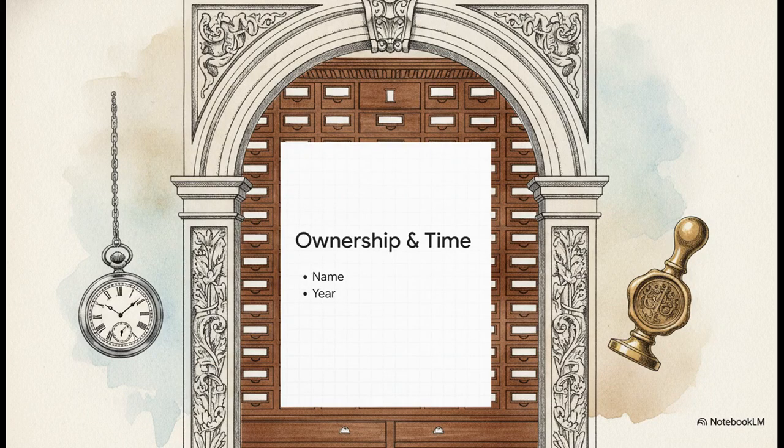And look at what it's asking for. It strictly demands your identity, your name, and a very specific temporal coordinate, the year. By demanding these two exact data points, the notebook is drawing a line in the sand. This isn't just scrap paper for temporary scribbles, no way. It immediately establishes itself as a formal historical document of the self.